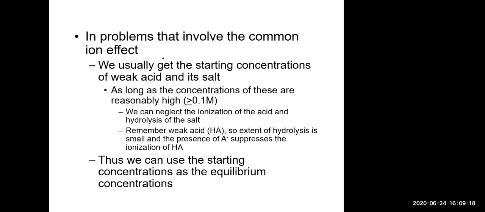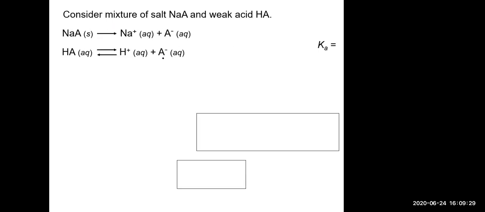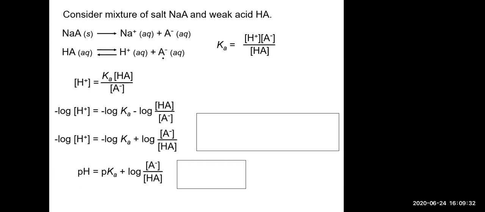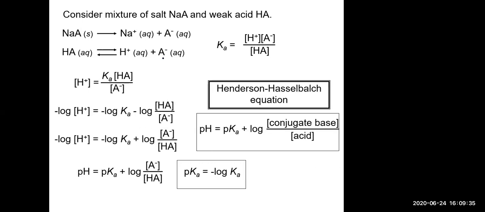That's important because it allows you to use an equation instead of an ICE table to figure out the pH. That equation is known as the Henderson-Hasselbalch equation, which is derived as we see here. You don't have to worry about deriving it. The Henderson-Hasselbalch equation is in the box on the right. It says that the pH of a solution is equal to the pKa value, where pKa is minus the log of the Ka value, plus the log of the conjugate base over the acid.